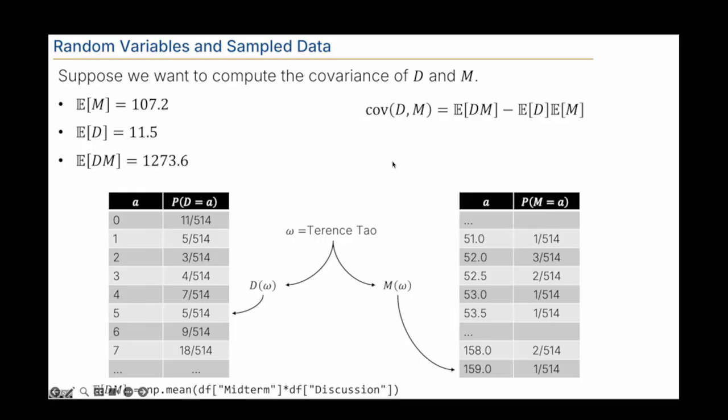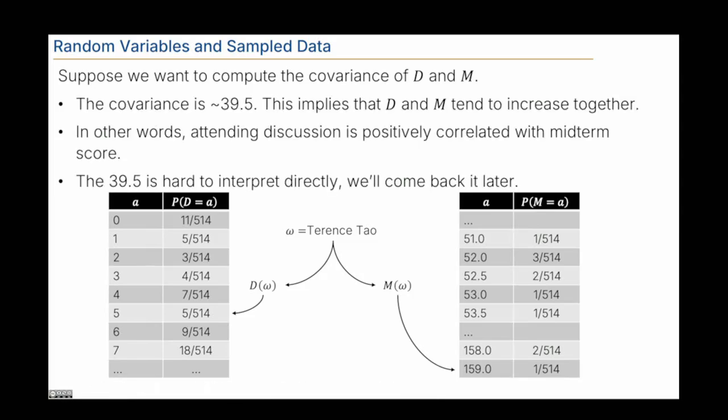And I got 1,273.6. If I now plug that into our equation for covariance, I got the number 39.5, which means indeed they're positively correlated. I don't know what 39.5 means. It's a positive number. And so we'll talk about something else called correlation in a little bit. I can't interpret it directly except to say there exists a positive correlation.